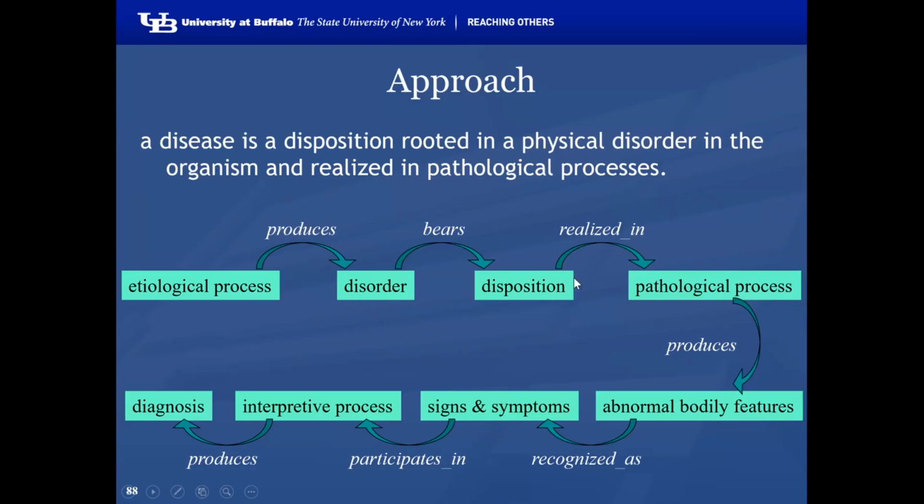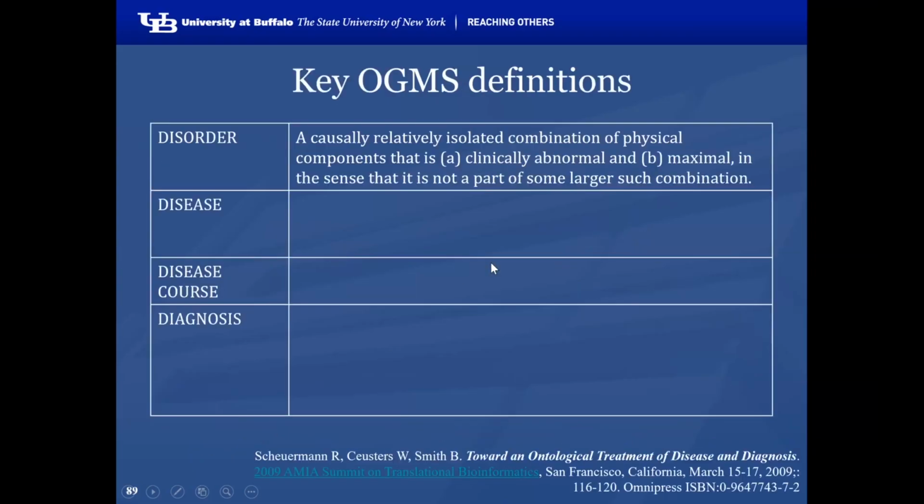With the disorder comes a disposition. If you are unlucky, then that disposition is realized in pathological processes. These pathological processes produce abnormal bodily features like pain or redness or bleeding. Okay, they are recognized as signs and symptoms. The signs and symptoms participate in an interpretive process, and that produces a diagnosis. Okay, so we gave definitions to those things.